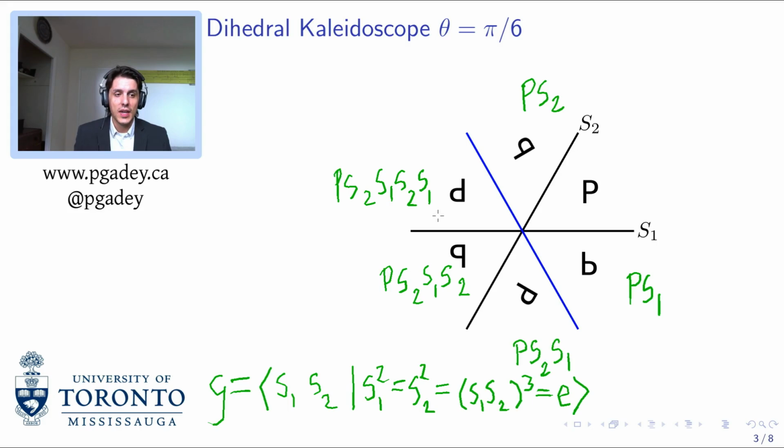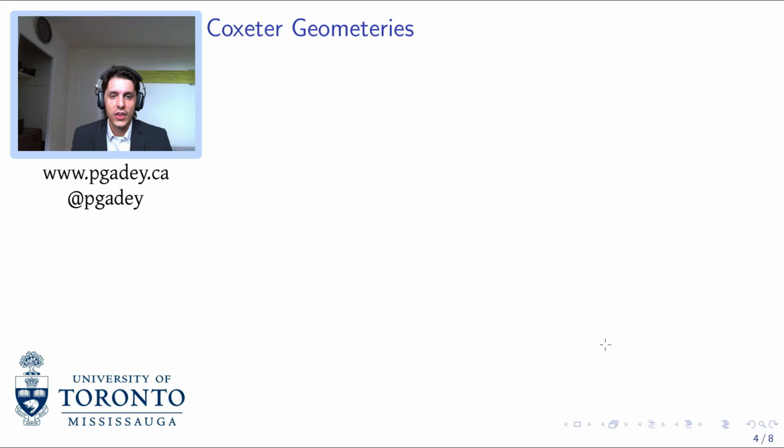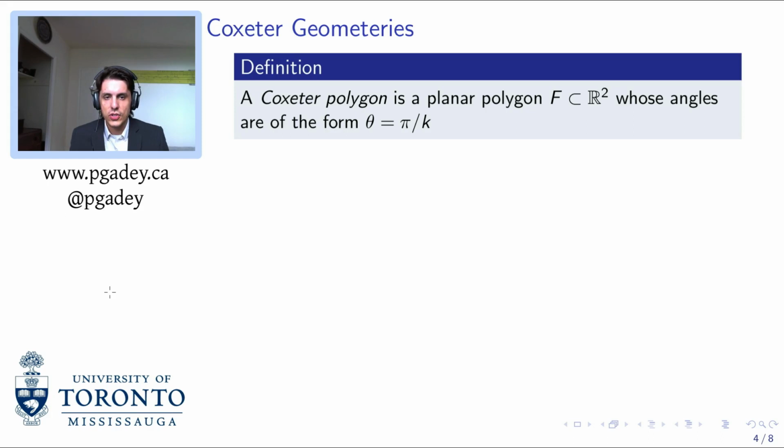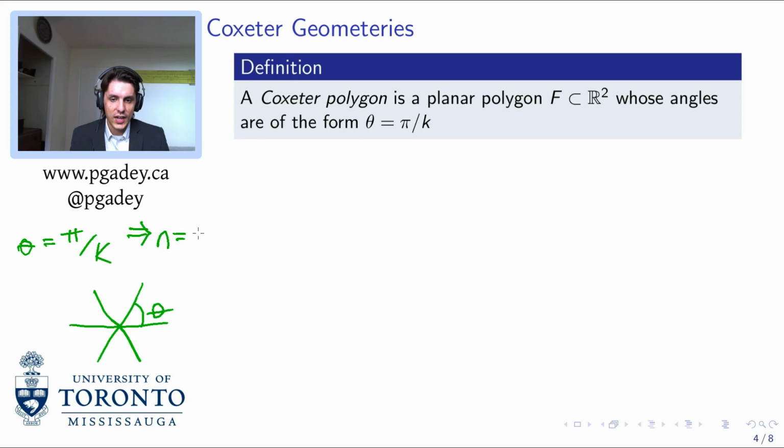Beautiful. Now let's get into the notion of a planar kaleidoscope. These are defined in terms of the Coxeter geometries, which go as follows. A Coxeter polygon is a polygon in the plane whose angles are all of the form theta equals pi by k. If we have theta being pi by k, then we have some kind of collection of mirrors where we have an angle theta here, and we notice that we're dividing up 2 pi by pi by k, so we get a total of n equals 2k parts. Previously we saw that we had 6 parts and an exponent 3, right? So that's what's going on in this picture.